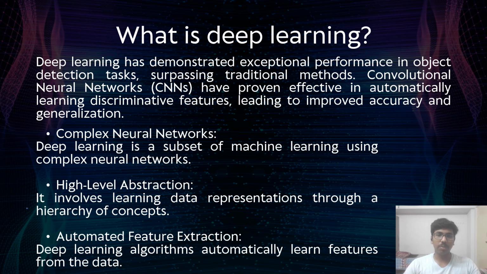So what is deep learning? Deep learning has demonstrated exceptional performance in object detection tasks, surpassing traditional methods. Convolutional neural networks have proven effective in automatically learning discriminative features, leading to improved accuracy and generalization. Complex neural networks: deep learning is a subset of machine learning using complex neural networks. High-level abstraction: it involves learning data representations through a hierarchy of concepts. Automated feature extraction: deep learning algorithms automatically learn features from the data.